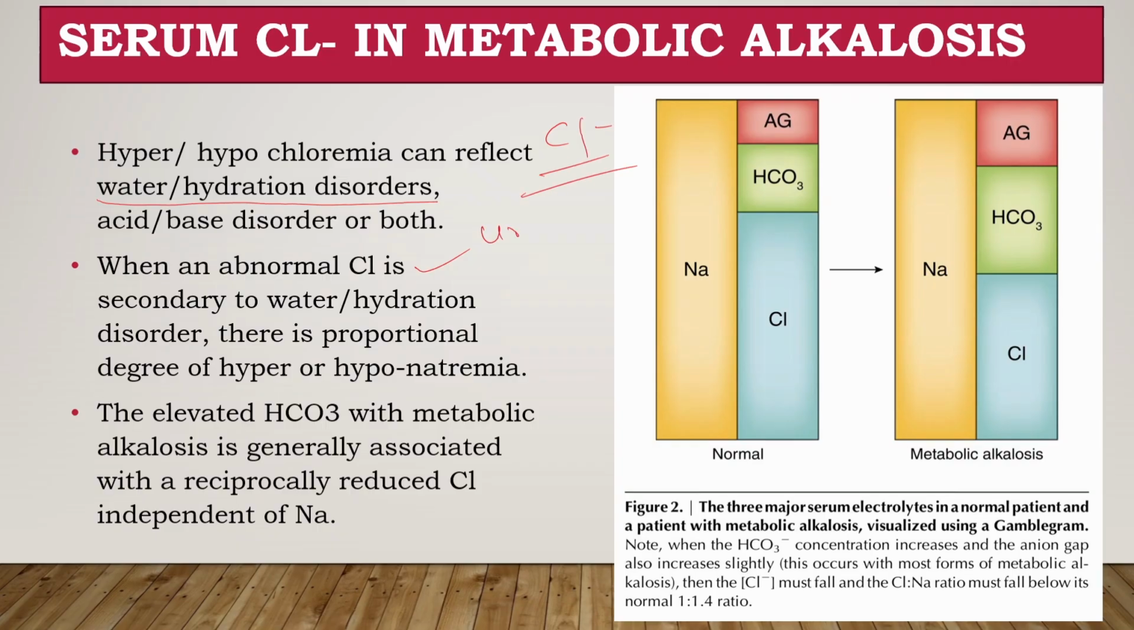You just have to check the urine chloride levels. If the urine chloride is less than 20, that means the body is trying to absorb whatever chloride it can, and it shows the patient has a volume loss.